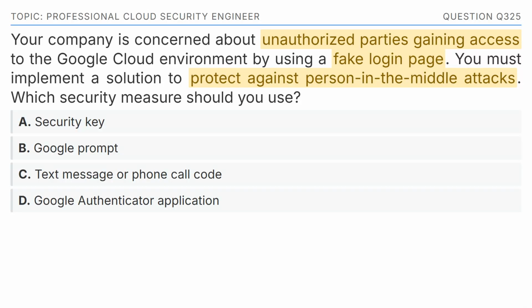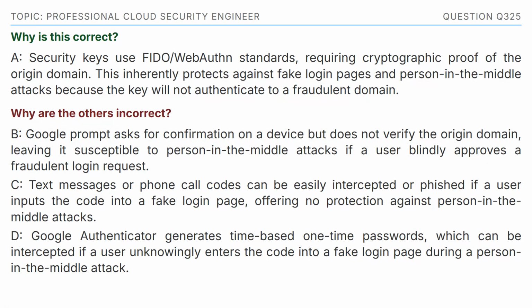To arrive at the correct answer, we focus on the keywords: unauthorized parties gaining access, fake login page, protect against person-in-the-middle attacks. The correct answer is option A, Security Key. Why is this correct? A. Security keys use FIDO/WebAuthn standards, requiring cryptographic proof of the origin domain. This inherently protects against fake login pages and person-in-the-middle attacks because the key will not authenticate to a fraudulent domain.